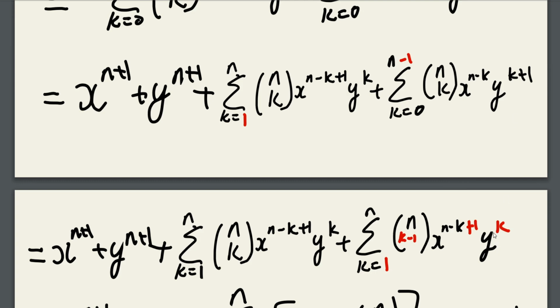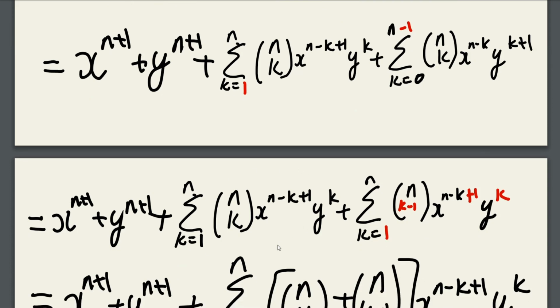To see that these are really equal, you can plug in k equals 1 to here. So you'll get n choose 0, x to the n, y to the 1. The first term in here is n choose 0, x to the n, y to the 1. And you'll find the same thing happens if you put n minus 1 in here as well. So you'll see that these series really are the same thing. We haven't changed anything in the rest of the terms, so we'll leave those for now.